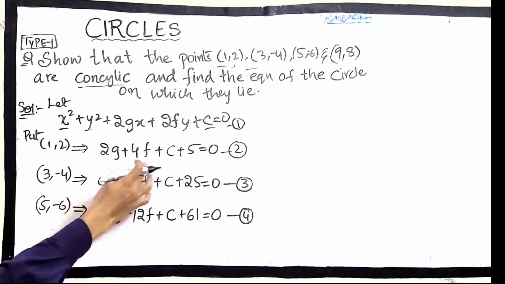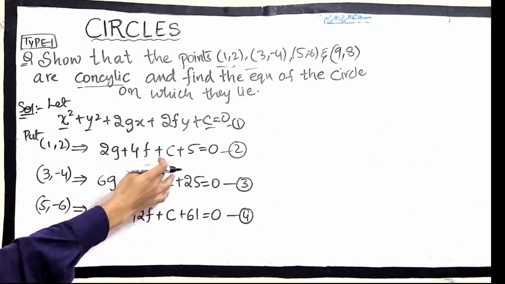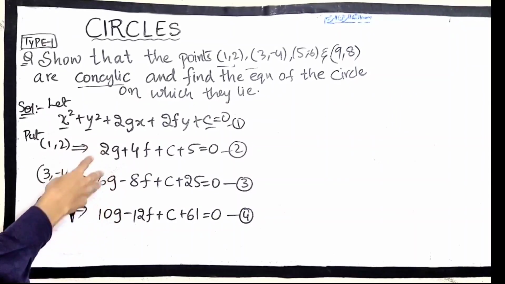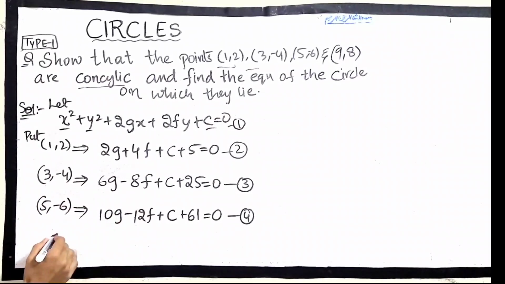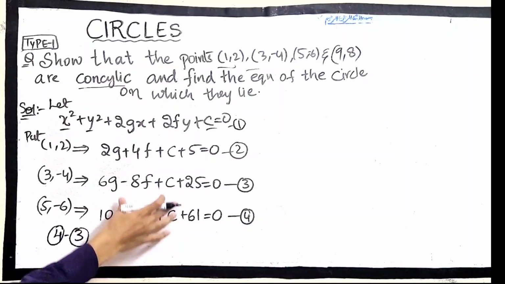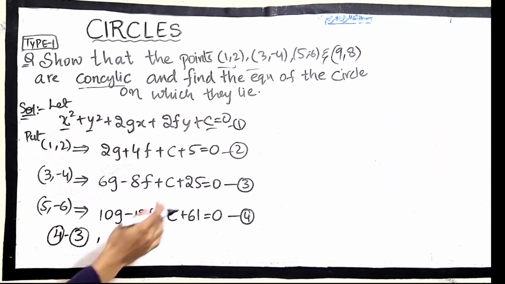So what are the unknowns? G, F are unknowns, and C is also an unknown. So we need to solve this and reduce 3 equations to 2 equations. So in the first step, we will be reducing equation 4 minus equation 3, which means we are subtracting 4 minus 3, and the next step will be 3 minus 2. You need to reduce these equations into two equations.